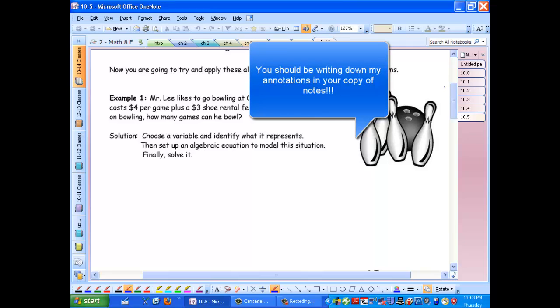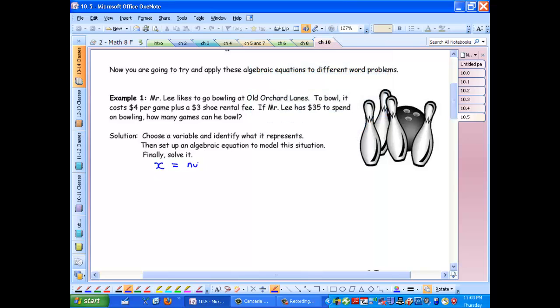So when you do these word problems, it's best to try to organize all your information. We are using algebra, so the key is to choose a variable and identify what it represents. So the variable usually is what you're trying to find out. And in this case, it's how many games can I bowl? So you choose whichever variable you want. Most people like x, so I'll just say x equals the number of games he can bowl. Okay, so it's good to identify the variable.